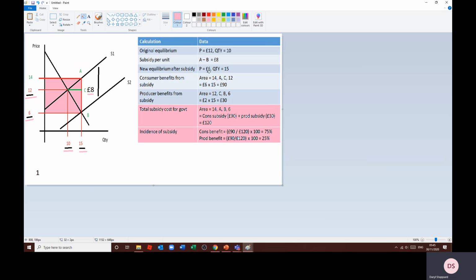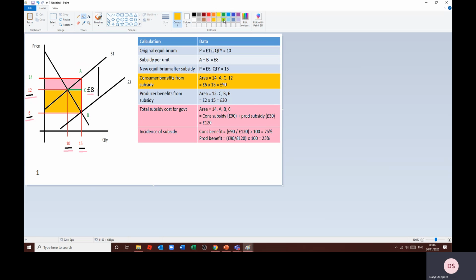Now what we can show is what proportion of that will benefit the consumer and what proportion will benefit the producer. So this orange bit here would show the benefits of the subsidy that go on to the consumer. So what we know is the selling price in the market will fall from £12 to £6. So £6 out of that £8 subsidy will be passed on to the consumer in terms of a lower price. And that will then be applied to all 15 units of output. So the proportion of subsidy which will benefit the consumer will be £90 in total.